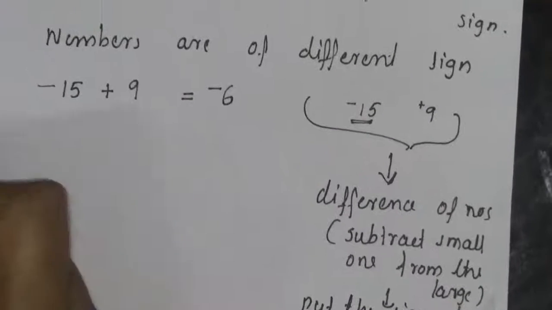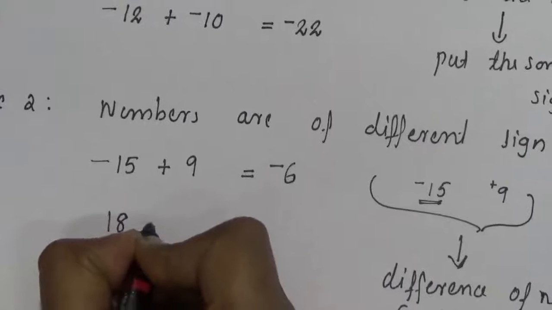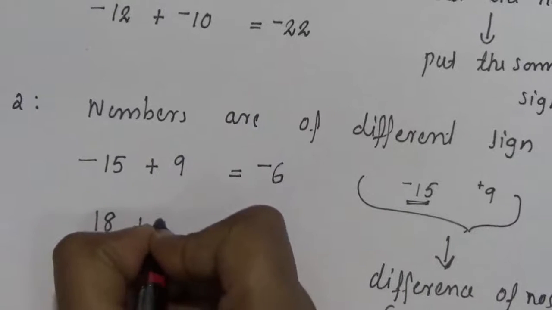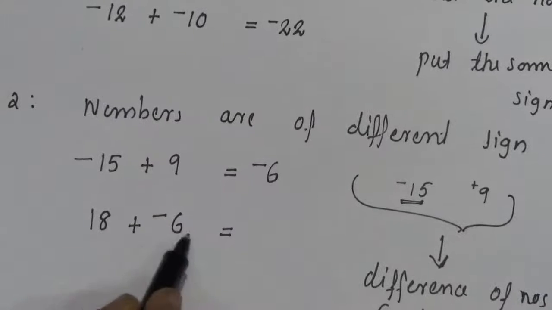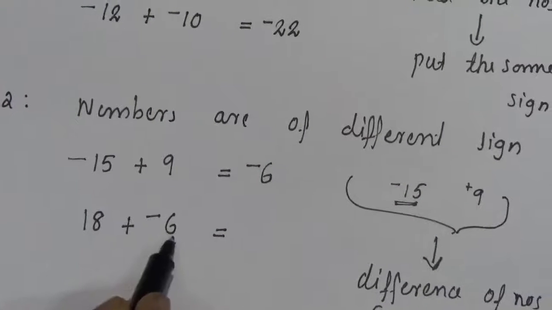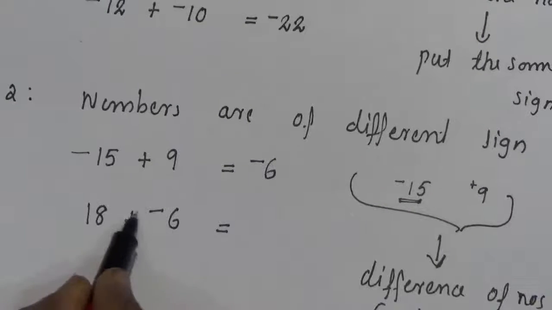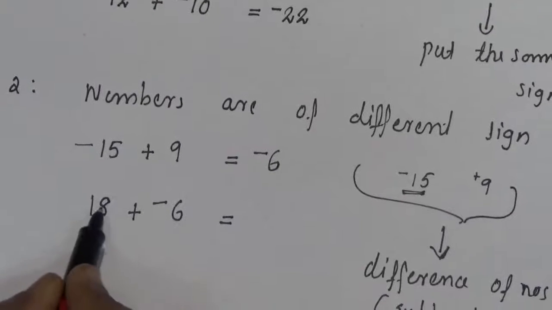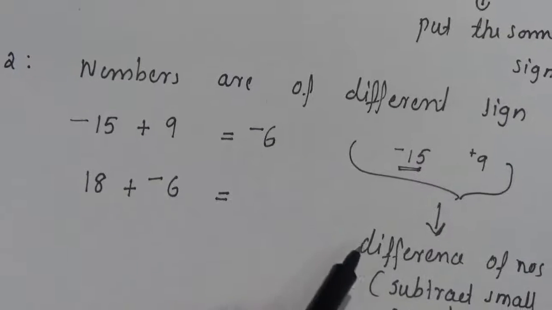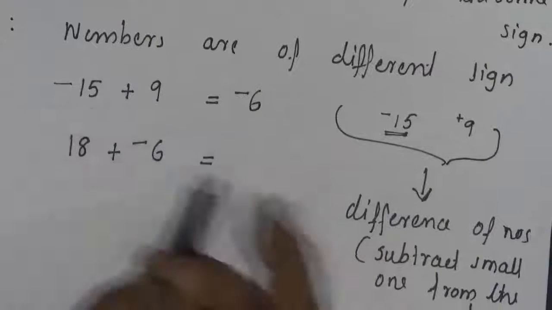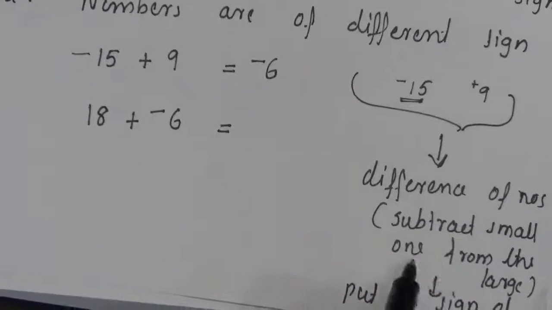Okay, I'll give you one more example. Suppose the first number is 18. Adding the next number, it is minus 6. Here we are adding two numbers of different signs, because 18 is a positive number and 6 is a negative number. We are adding a positive number and a negative number. So if the numbers are of different signs, we take the difference of those two numbers without considering their signs. Difference means subtract the small one from the large one.